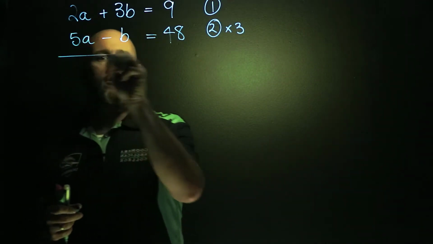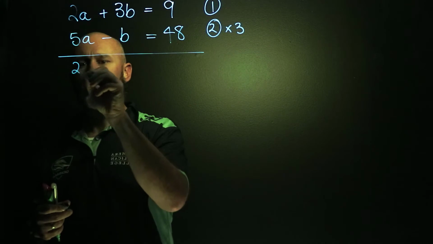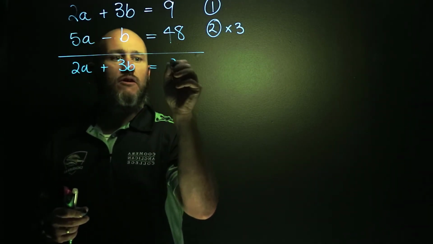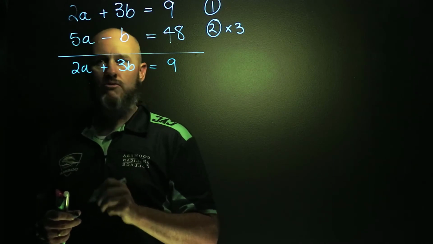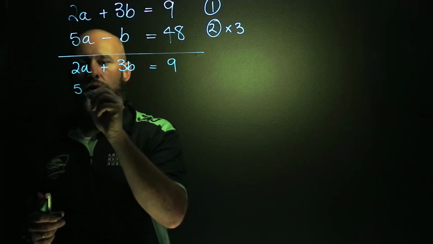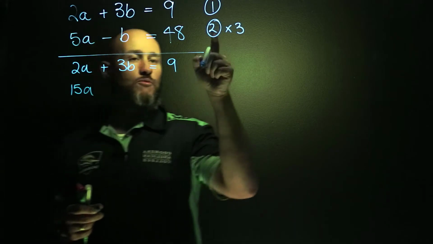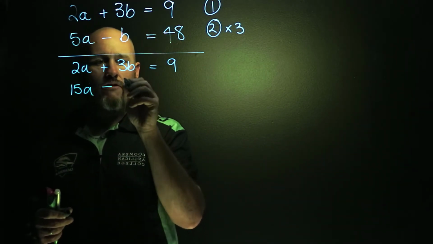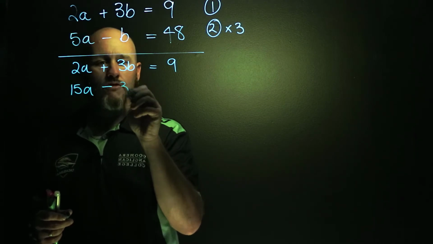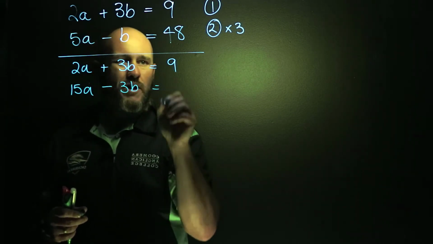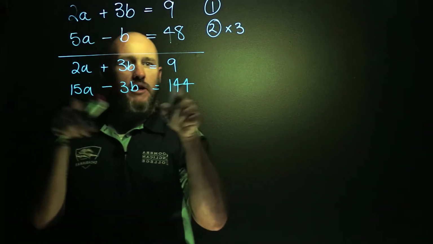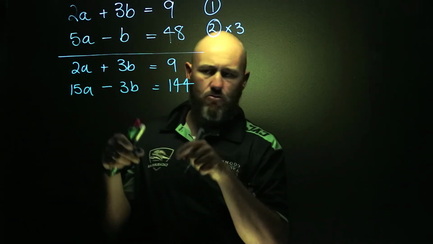What I'm going to do is draw them both again. It's just a nice way to work it out and make it easier to see what you're doing. So 2a plus 3b equals 9, and then 5a becomes 15a because I'm multiplying the equation by 3, minus 3b, and negative b becomes negative 3b, and then 48 becomes 144 because I'm multiplying it by 3. Everything in equation 2 has been multiplied by 3.